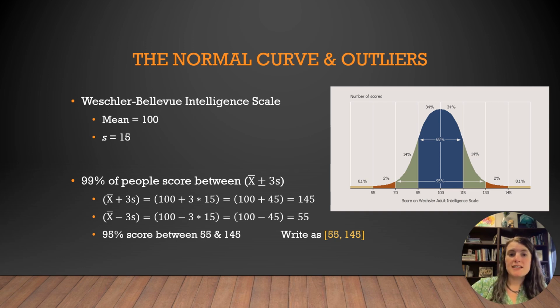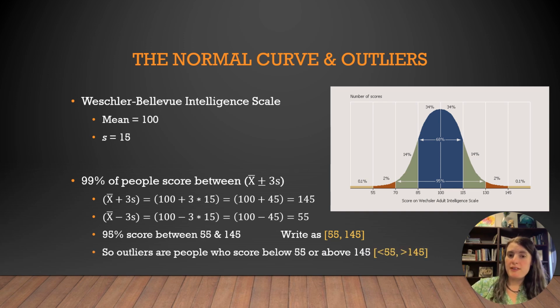What this means is that we know where the normal scores are. So now all we have to do is identify those scores that would not be normal. In this case, anyone who scores below a 55 or above a 145 would be outside the 99%. So they would be the outliers.